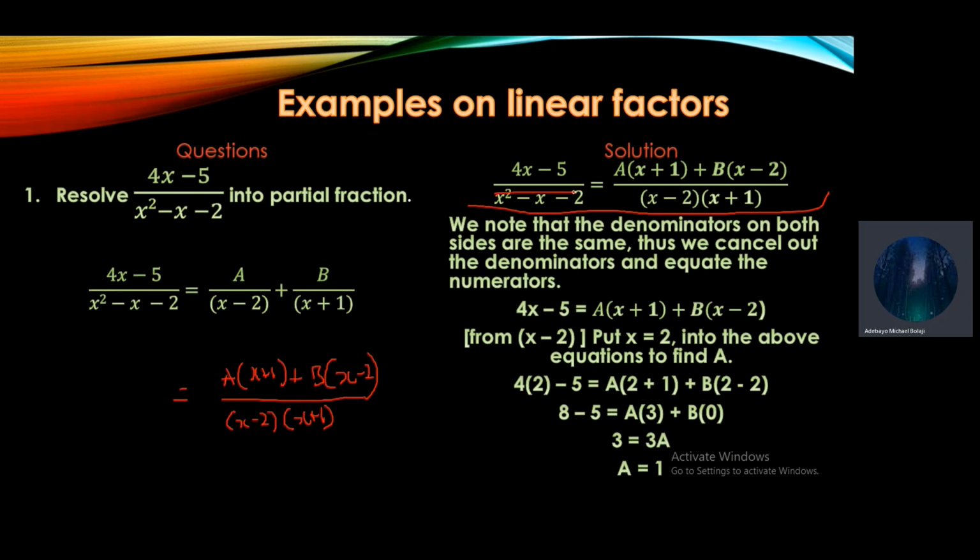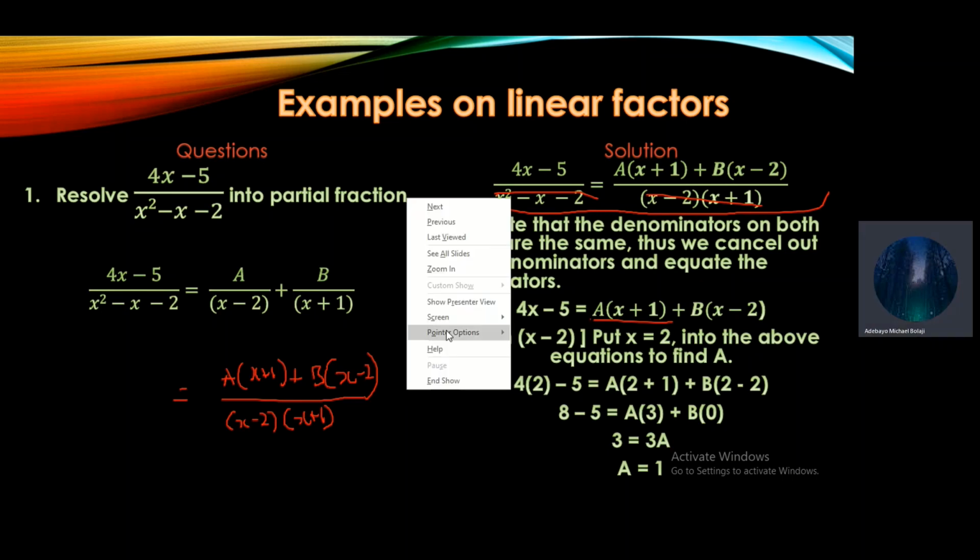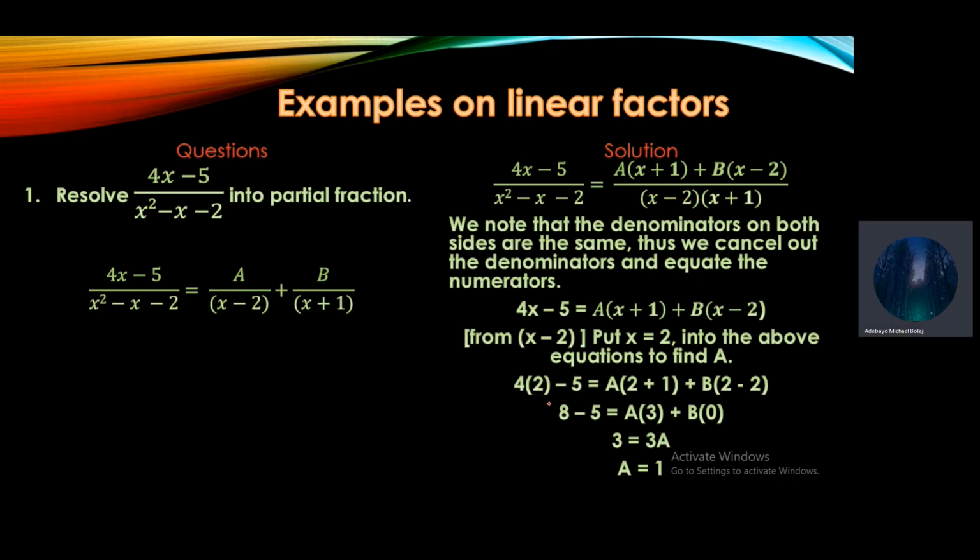So since we know that, we just cancel them out. Is that okay? What will remain? Our numerators remain. And our numerators are what? 4x minus 5 equals A into bracket x plus 1, plus B into bracket x minus 2. Up to this extent, I'm sure we understand, right?